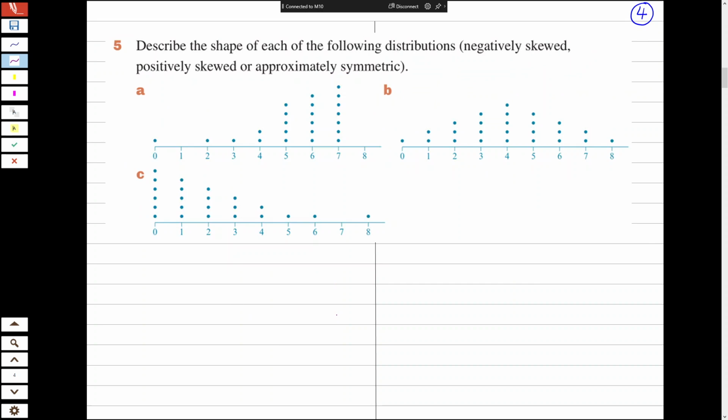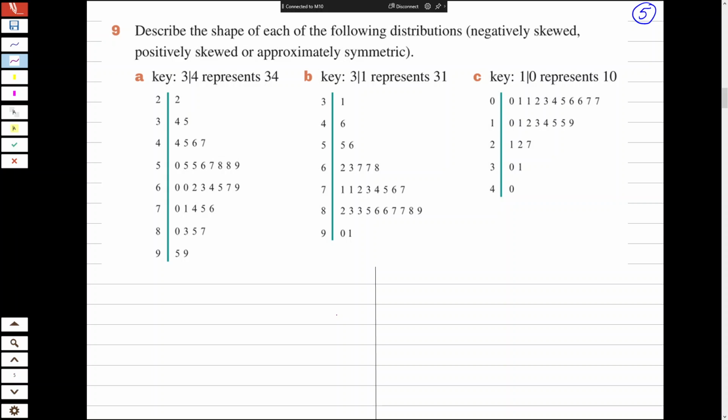This is a dot plot. So each dot represents one value. And this is a stem plot. Have you seen stem plots before? Okay, do you want to do just one example here? Okay, let's look at part C. So let's look at this one.